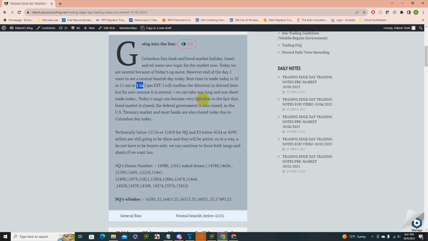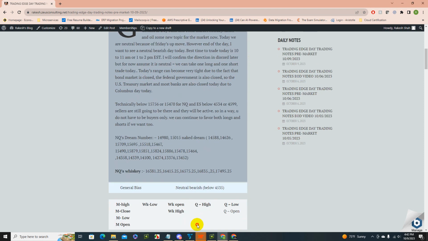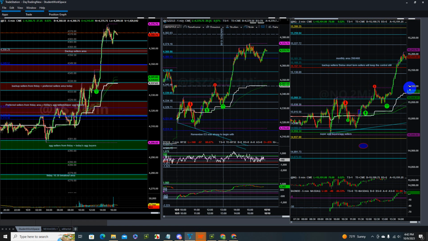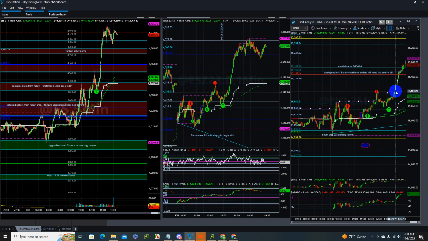We can take one long, one short today. Today's range can become very tight due to the fact that the bond market is closed, the federal government is closed, all these reasons. So 1 to 2 p.m., 10 to 11, we are neutral. We can do both shorts and longs. End of the day, I want to see a neutral bearish day, correct? Let's go here. Now instead of neutral bearish, we have a neutral bullish day. So it's opposite of what I wanted to see.